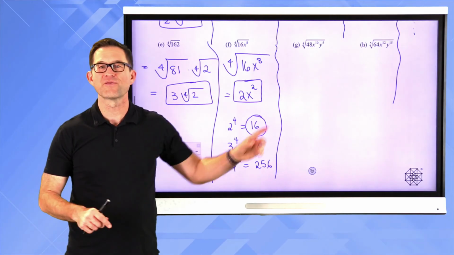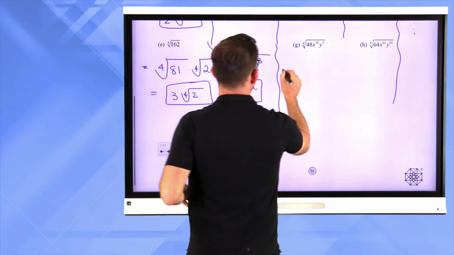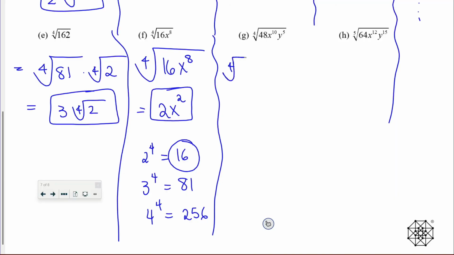All right, well, first things first, the 48, 16 divides into it nicely. So we're going to have the fourth root times the fourth root. Here we'll have 16 and we'll have 3. Then we think about the x to the 10th. Well, I can definitely take the fourth root of x to the 8th. That'll leave me with an x squared over here. And then I can certainly take the fourth root of y to the 4th, and that'll leave me with a y to the 1st over here.